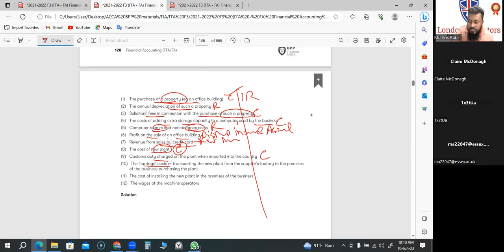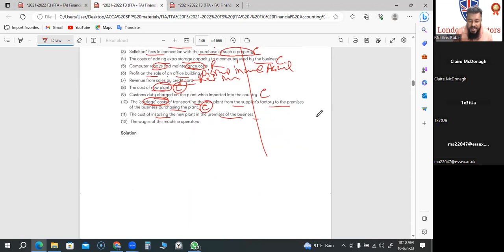Carriage cost. Transporting the new plant to the factory premises. Right answer. All of you said capital expenditure. Cost of installing. You get your answer anyway, but still let's read it. Installation cost. Do you remember? Yeah, right. Capital expenditure. Last one, wages, salary, or whatever like that, to the operator. Yeah, right.